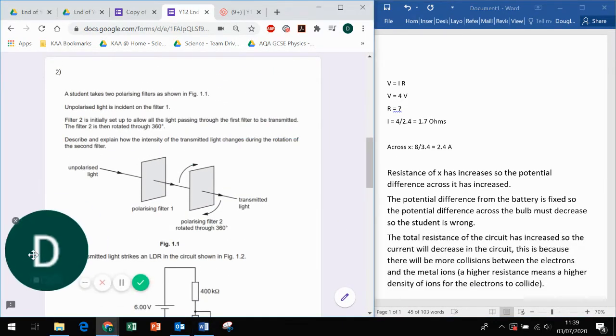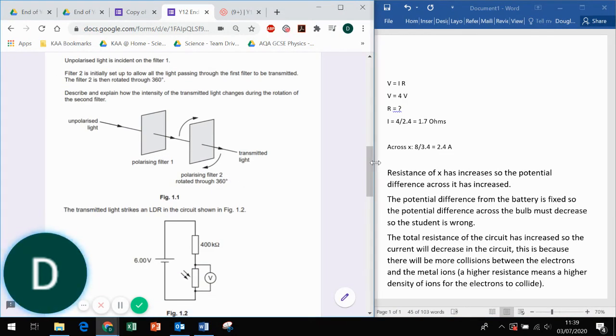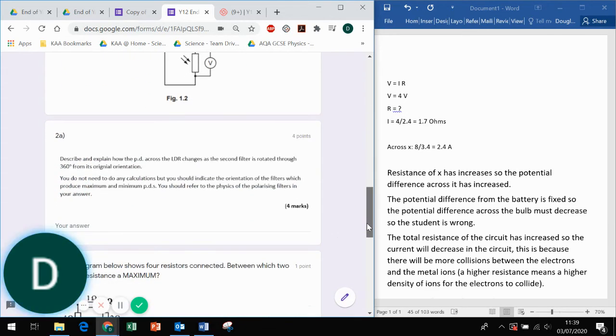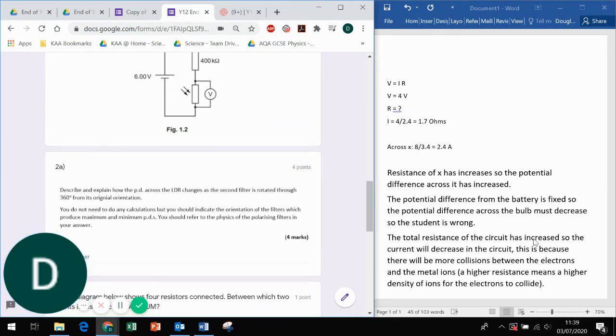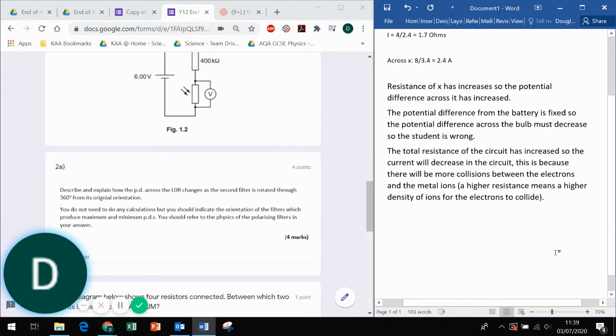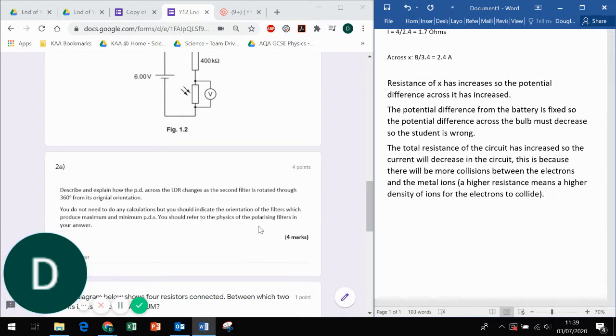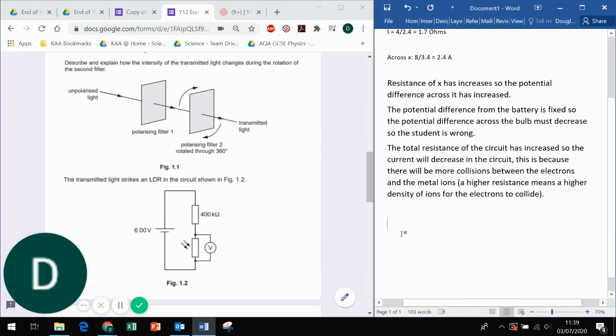Okay, we now jump to something completely different. We've got this setup here with two polarizing filters and this circuit. It says, describe and explain how the PD across the LDR changes as the second filter is rotated through 360 degrees from its original orientation. You don't need to do any calculations, but you should refer to the orientation of the filters and how they work. So at 0 degrees, maximum light gets through.